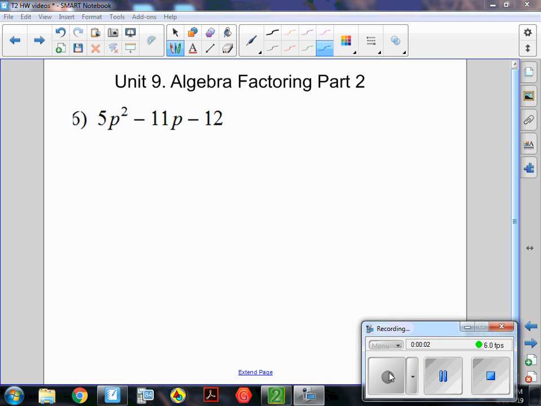Okay, this is the Unit 9, Algebra Factoring, Part 2. Worksheet number 6, I believe. Looks like I got cut off a little bit. So we start with our first number, 5p squared.